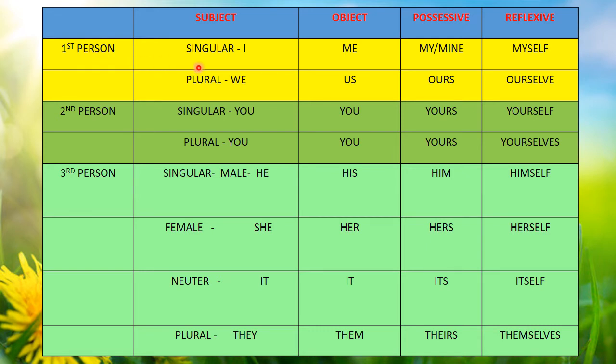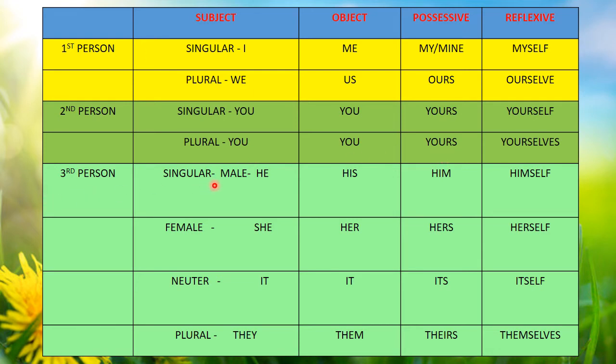So first person singular, I, me, my, mine and myself is a reflexive pronoun. This one you need not memorize now, but the rest of this, including possessive pronoun, you have to remember. So plural, we, us, ours. Singular, second person, you, yours. Plural also the same, you, yours.